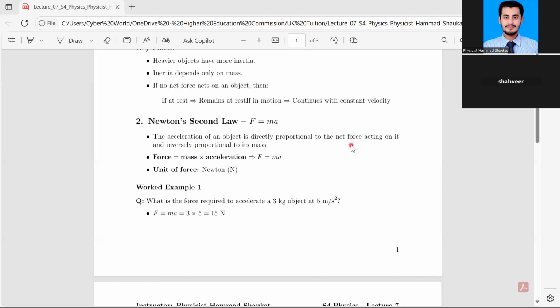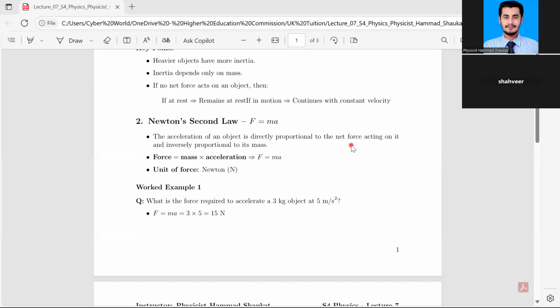What does this mean? If you apply more external force, can you tell me whether the body will accelerate more or less? More. Yes. And if you apply less force, the body will accelerate less or more? Less. So this is all about Newton's second law of motion. The net force you apply is directly proportional to the acceleration. The more force you apply, the more the body will accelerate. The less force you apply, the less the body will move. This is the direct relation between the applied force and the acceleration.